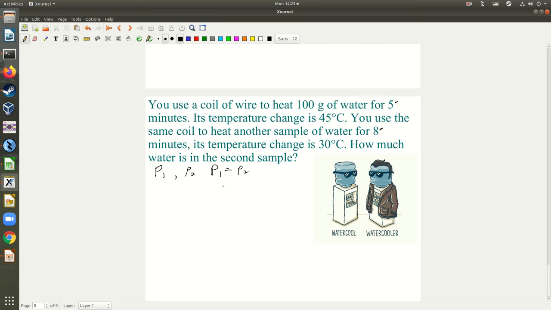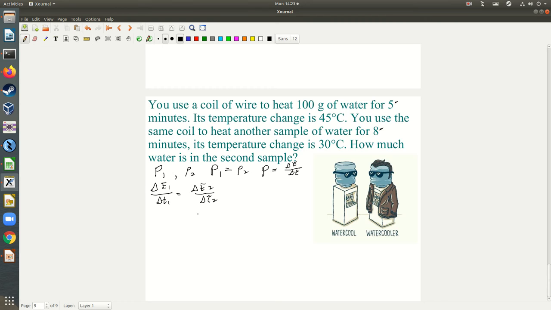Well, power is equal to the change in energy over the change in time. And so what I want to do is plug that in here. So that gives me, well, I need a better one here. All right, here we go. Delta E1 over delta T1 equals delta E2 over delta T2.